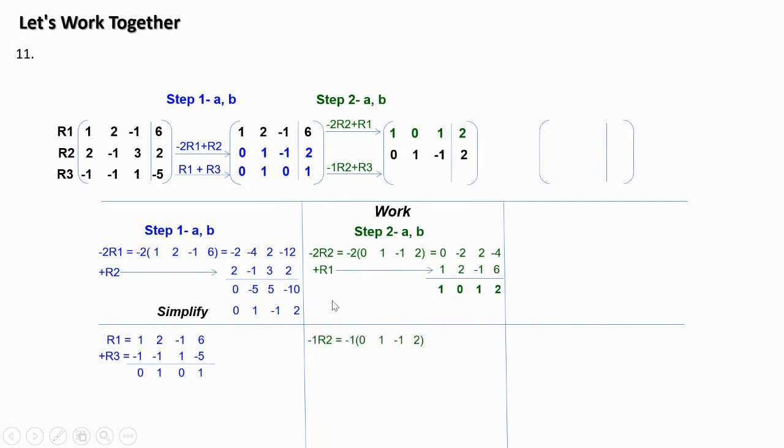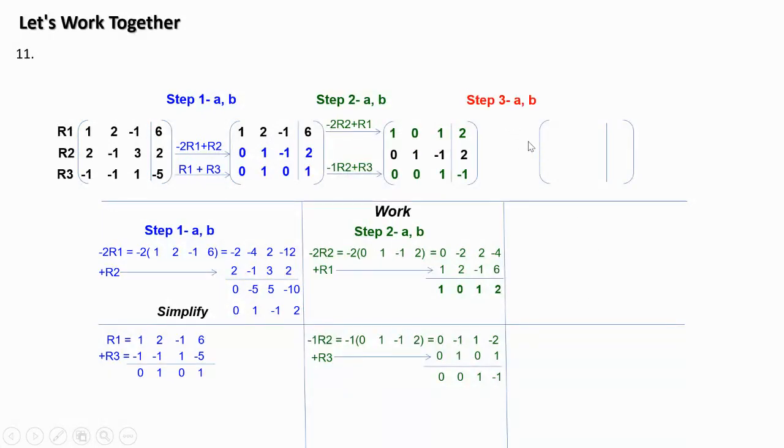And now we do the negative 1 row 2 plus row 3. That's my negative 1 row 2. And this is my row 3. We just bring it over. So after we add them, we get 0, 0, 1, negative 1. So that's my new row 3.